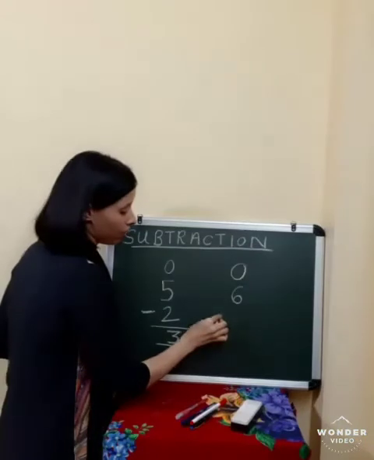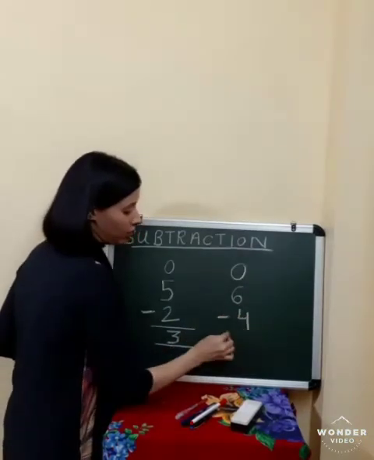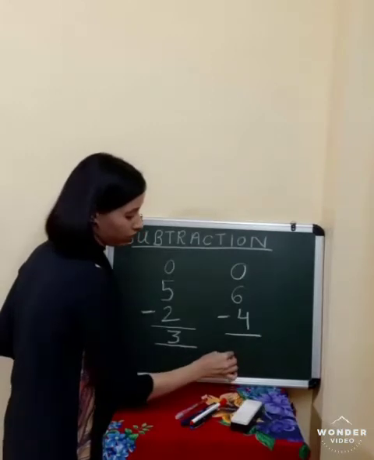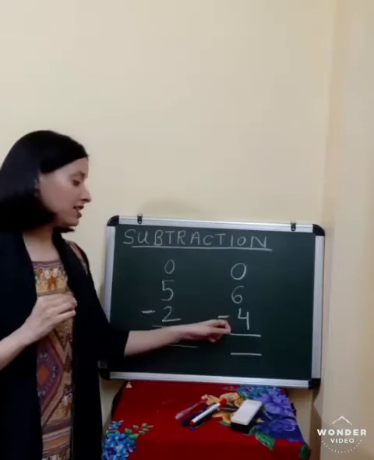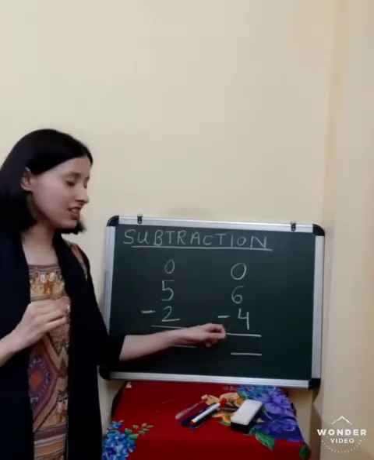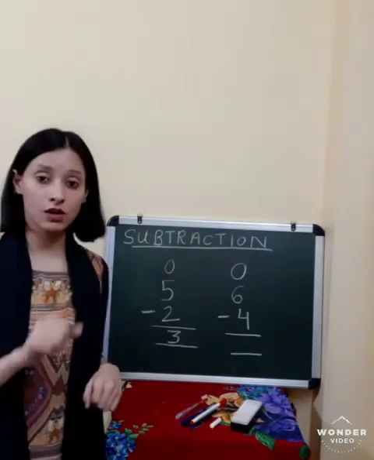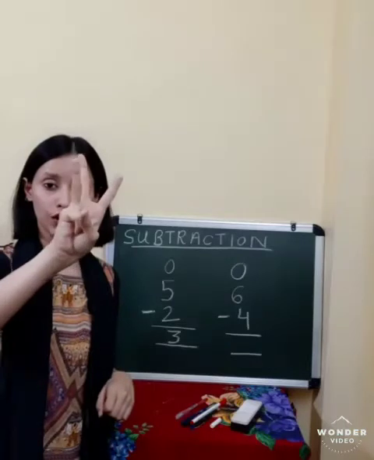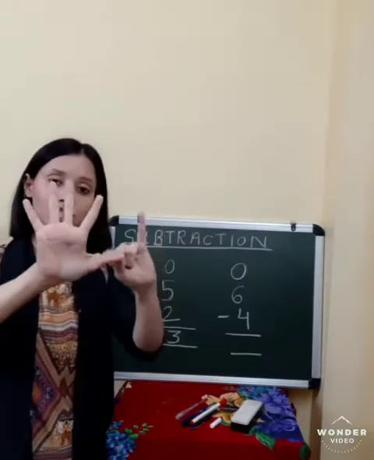From 6 you have to minus 4. This stands for subtraction. This is the subtraction sign. So take out 6 fingers. 1, 2, 3, 4, 5, 6. You have taken out 6 fingers.